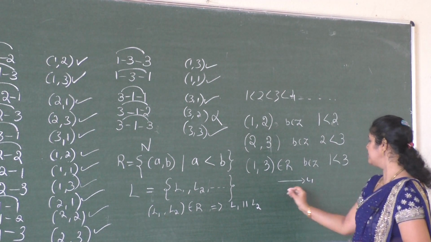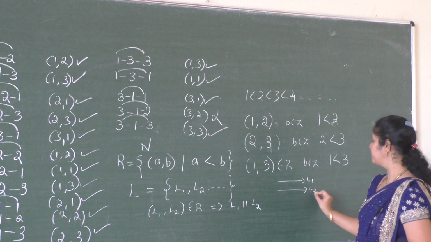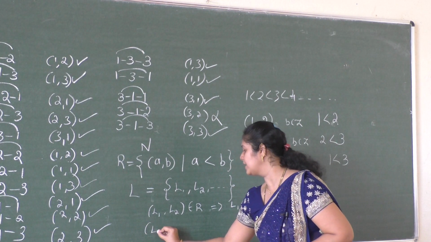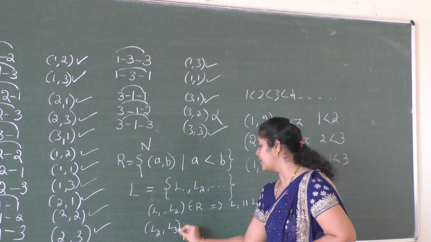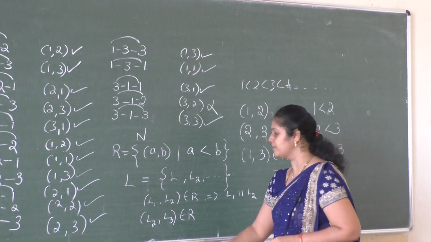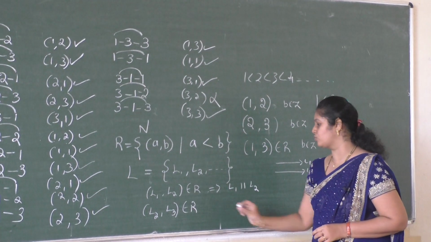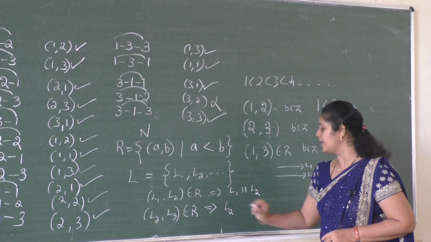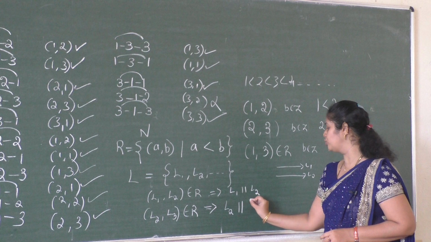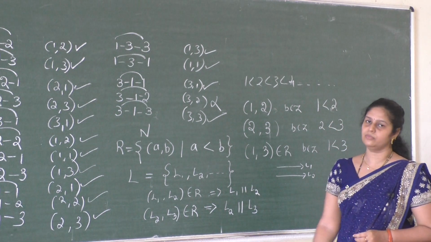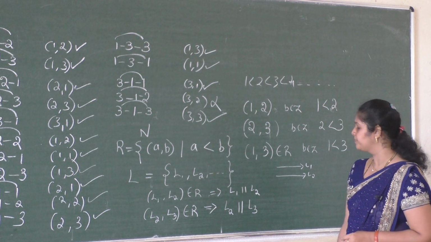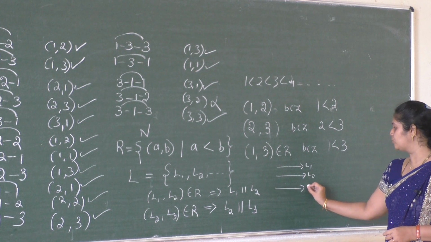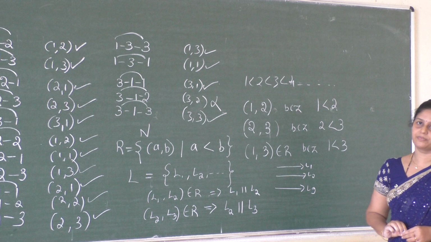So this is L1 and this is L2. So L1 parallel to L2. Now I am taking L2, L3 belongs to R. That implies L2 parallel to L3. That means L2 parallel to L3.